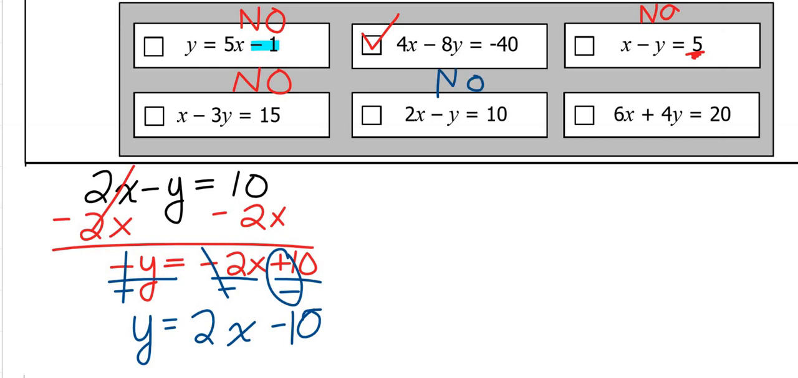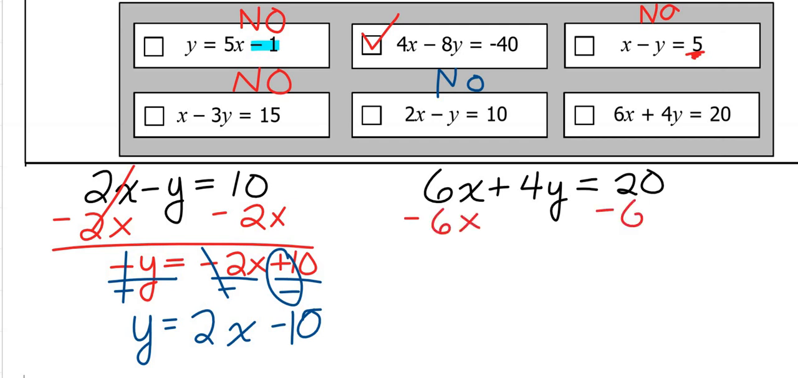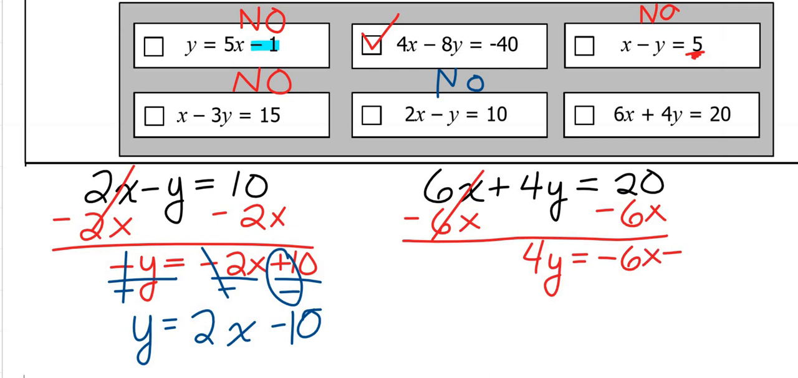All right, last one. 6x plus 4y equals 20. So we're going to start by subtracting 6x. Now we have 4y equals negative 6x plus 20. Lastly, we're going to divide out that 4. So now we have y equals negative 6 divided by 4. I'm going to simplify that before I even write it down.